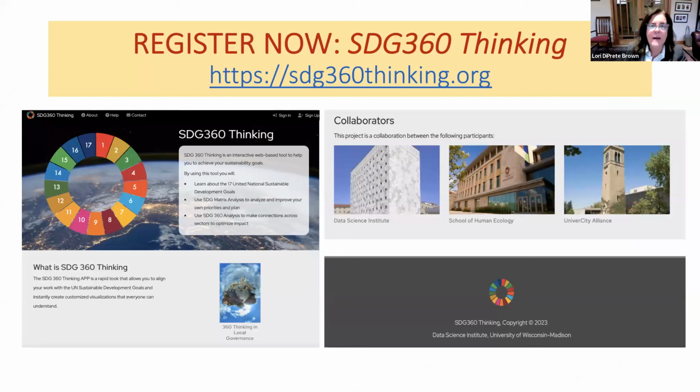So here's what it's all about. On the actual app, when you float over these numbers, it tells you what the SDG is. And this app will allow you to learn about the SDGs, what they are, what the targets are, to use the matrix analysis if you have a plan going like I showed you, and also to use this 360 analysis and make some visualizations. And again, it's based on that article. The development on this is led by the UW-Madison American Family Insurance Data Science Institute, and the collaborators have been the School of Human Ecology and our university Alliance program as well.